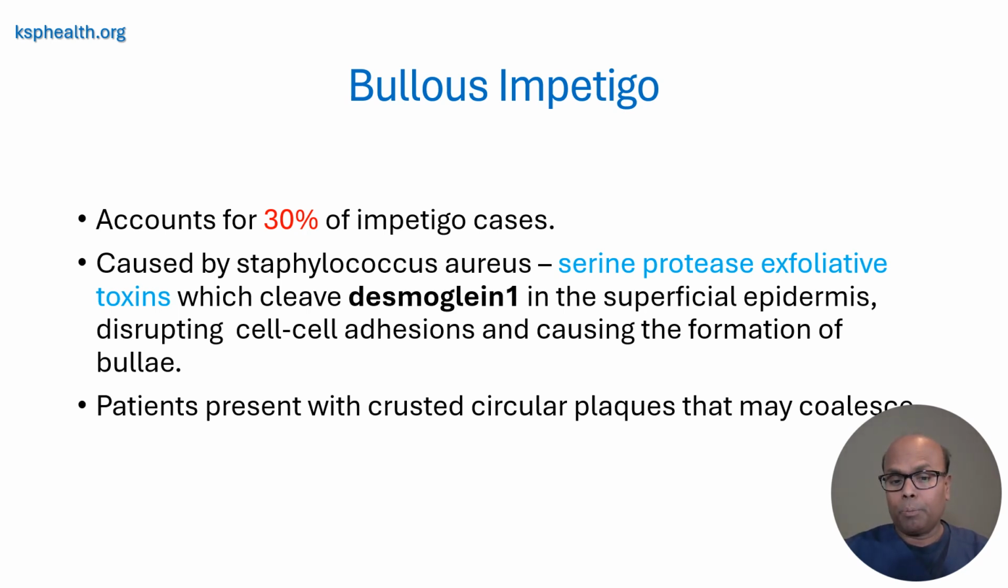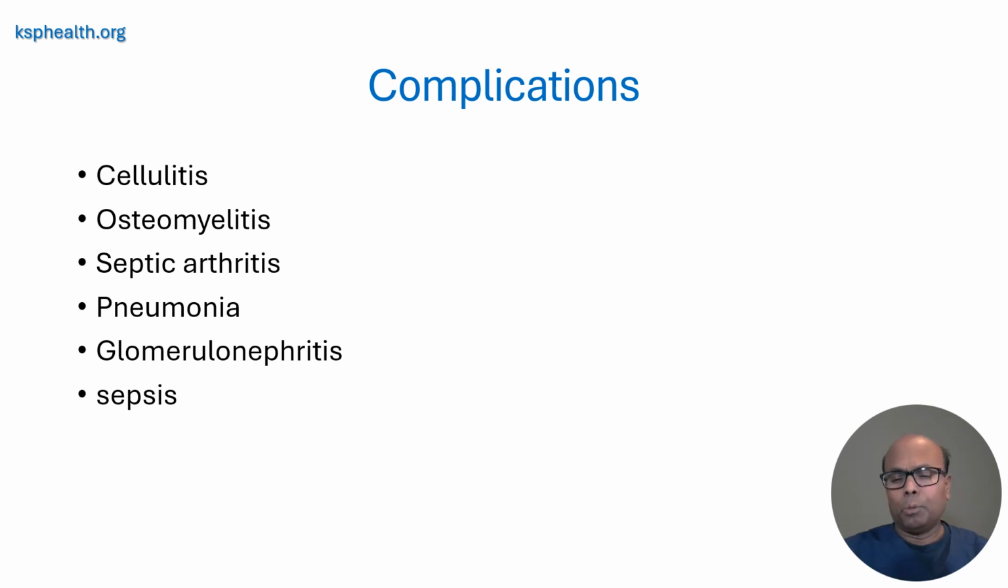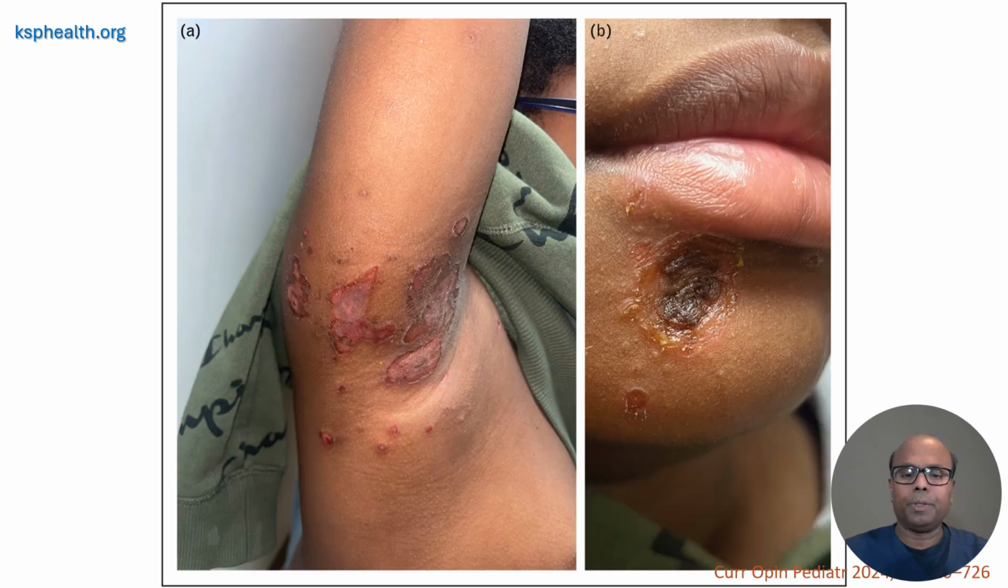The patients present with crusted circular plaques that may coalesce. In addition to the bullous impetigo, it can cause cellulitis, osteomyelitis, septic arthritis, pneumonia, glomerulonephritis, and sepsis.